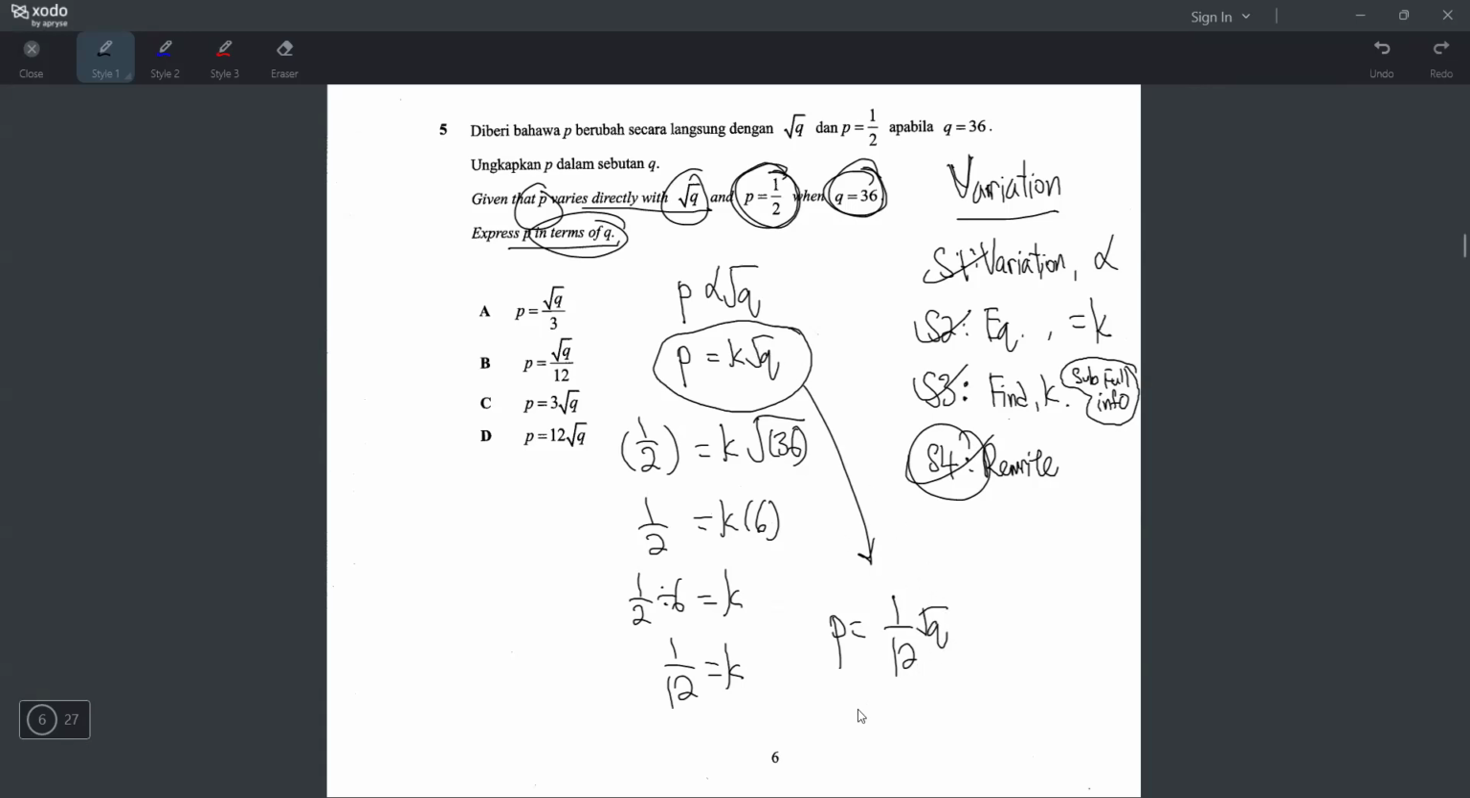Don't write it down wrongly, okay? If you want to write it on top also can, square root Q. Because when you take square root Q times 1/12, it means the square root Q is multiplied on top. It's on top, it's not on the bottom, it's on top. So this is the answer. So the answer is B, right?